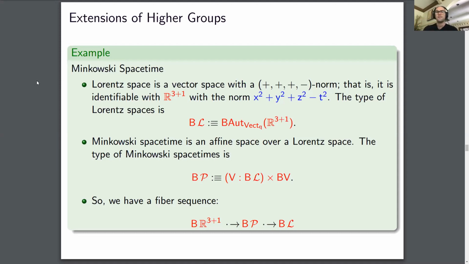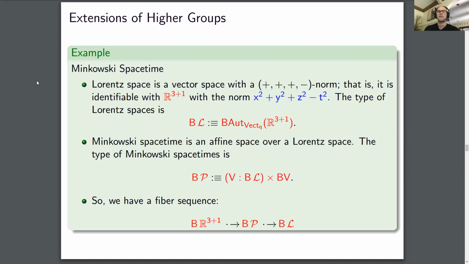A Lorentz space is a vector space with this kind of norm. So it's identifiable with R^{3+1}, that is 4-space, together with this norm here, the Minkowski norm. And the type of Lorentz spaces is therefore the type of normed vector spaces which are identifiable with this space. I've called that BL because the Lorentz group is, by definition, the symmetries of R^4 preserving this norm.